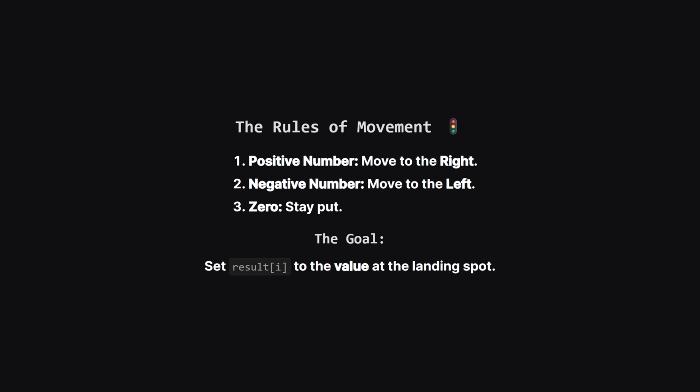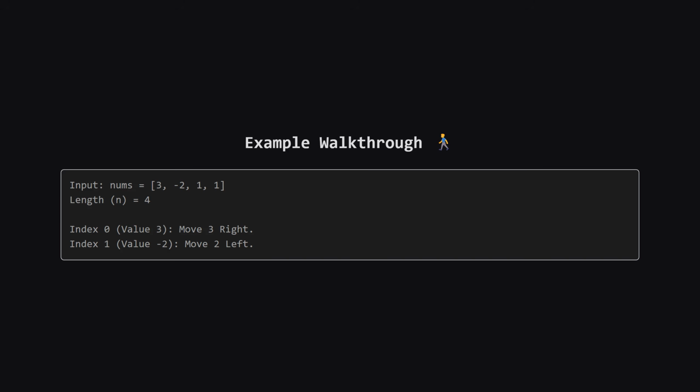The tricky part is the wrapping. Once we land on a final spot, we take the value at that landing spot and put it into our new result array at the original index I. Let's walk through the first example to make this crystal clear.